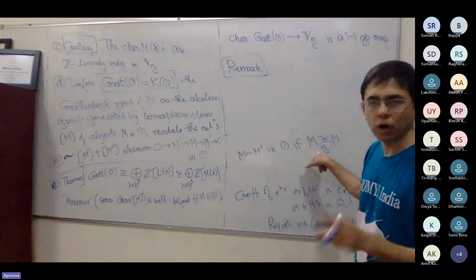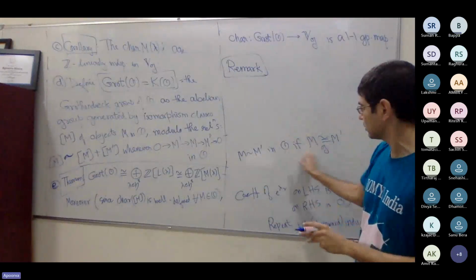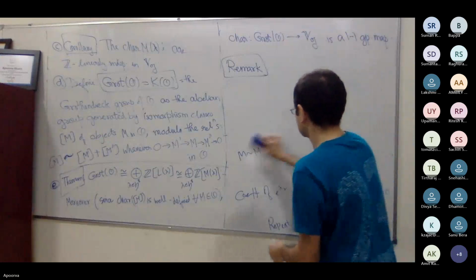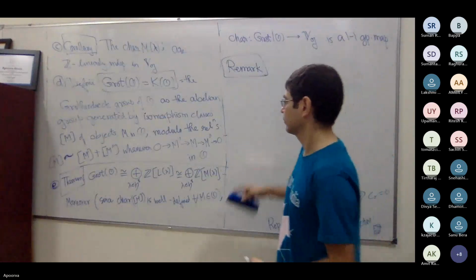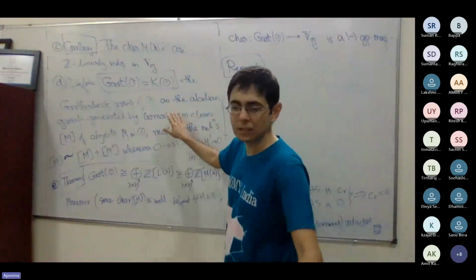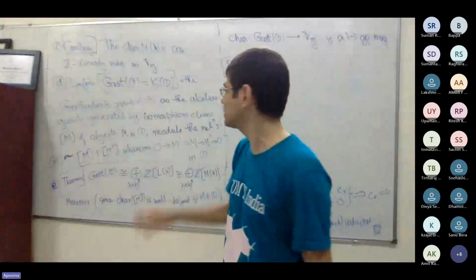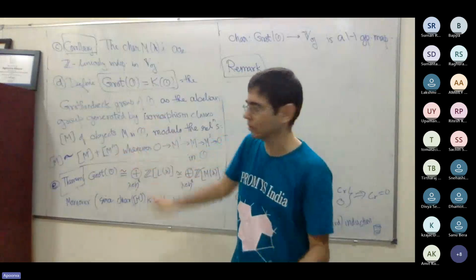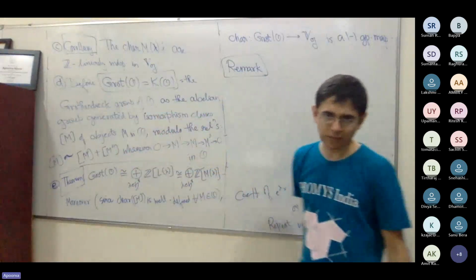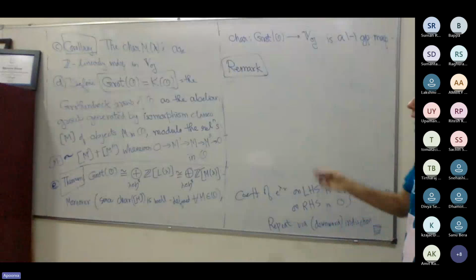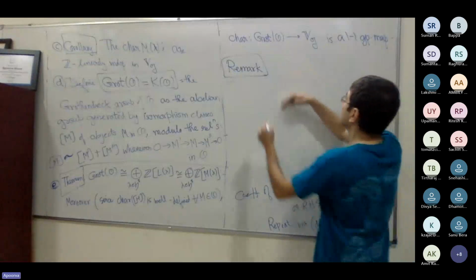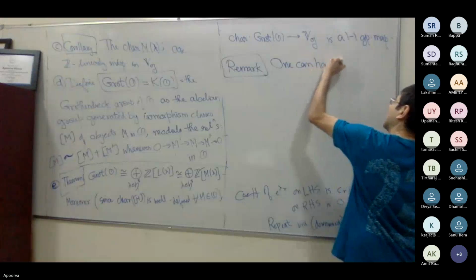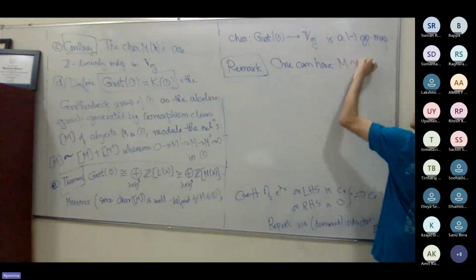Because morphisms in O are all g-module maps, so this is perfect. That's why the isomorphism class is of module isomorphisms, but every module isomorphism is in category O because every module map is in category O. That's why I can just take the isomorphism class and not say in O. Okay, so remark: one can have M is not isomorphic to M prime.